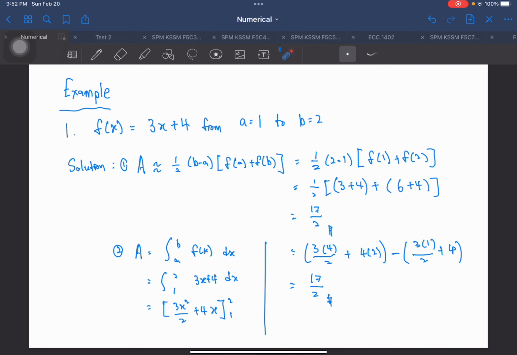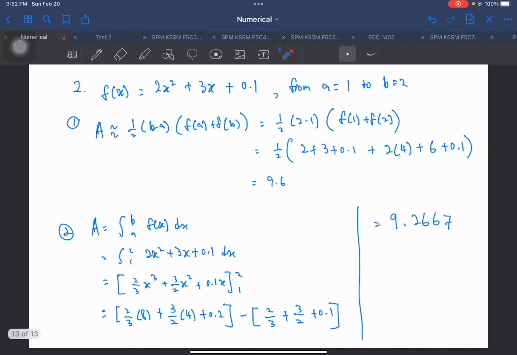Okay, so let's move on to the second example. Now f(x) is of degree 2, so later on you can see that the approximate area is not the exact one. If you use the trapezoidal method and substitute everything in, like just now what we did, you will get 9.6.